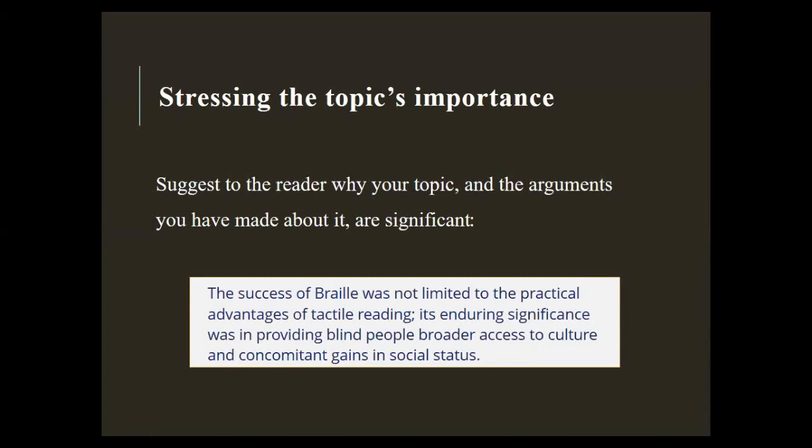So you are stressing the importance of your topic, how Braille was important not just because of the practical advantages associated with it, but because it is so significant: through providing access to reading, blind people now were able to have a broader access to culture. Because reading connects you to culture, connects you to world knowledge.